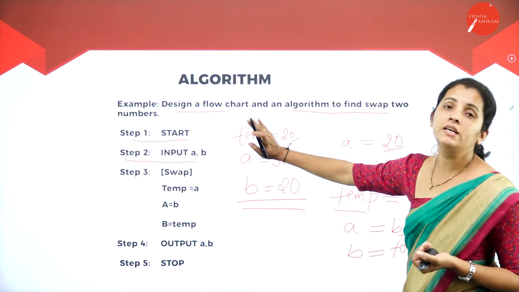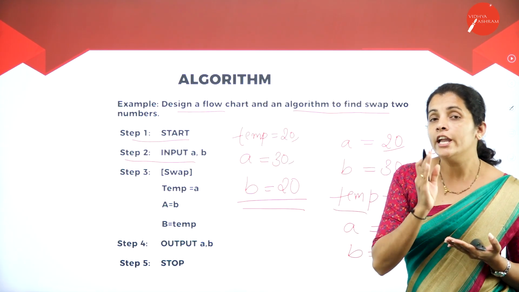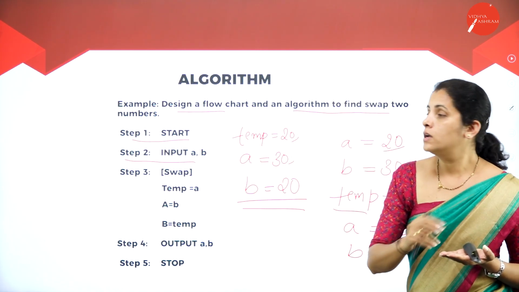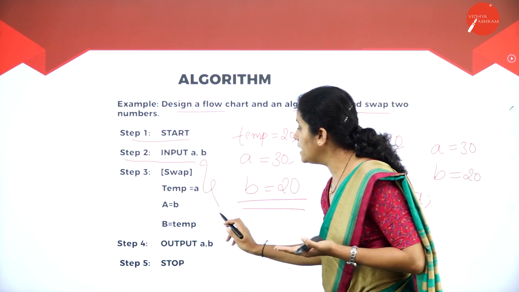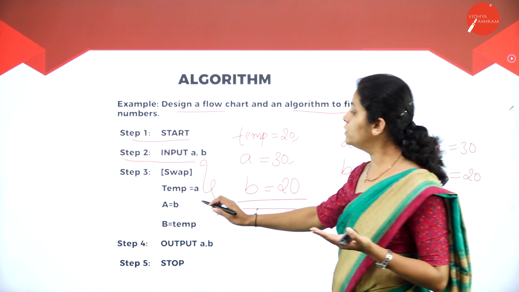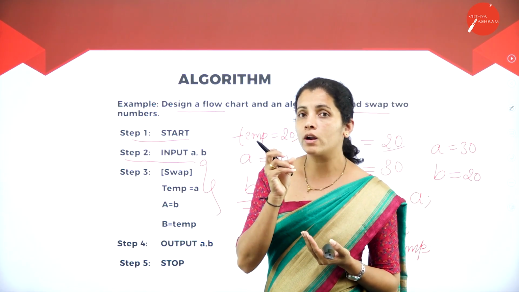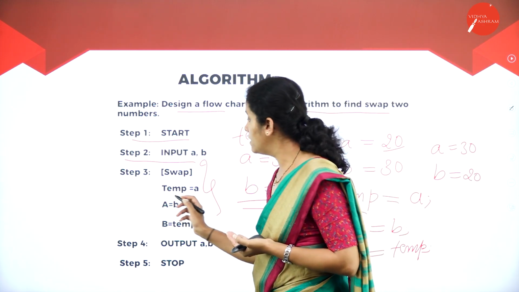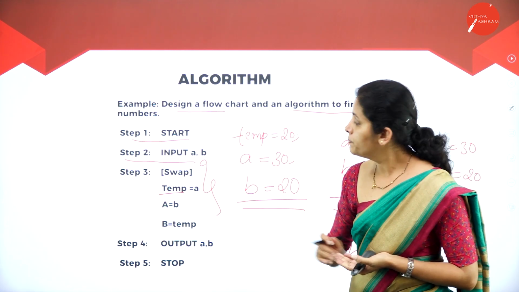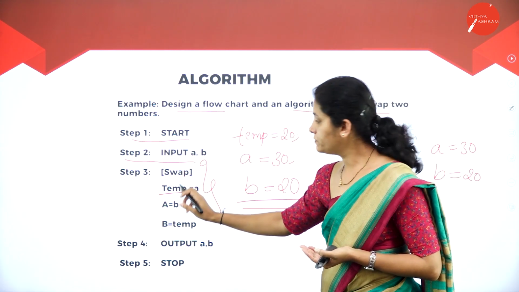After reading the input, what do I want to do here? I want to interchange both the values. That is nothing but my calculation or processing part. So I'm going to take one dummy variable or temporary variable. What is the name of the variable here? It is temp. Then I'm going to assign a value to temp.